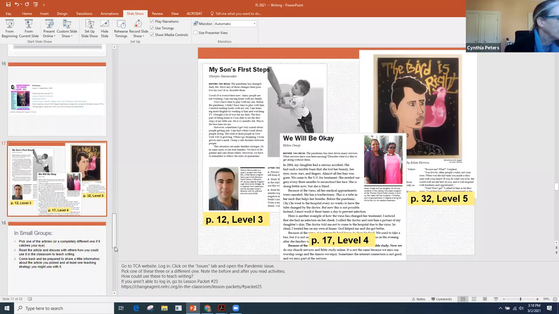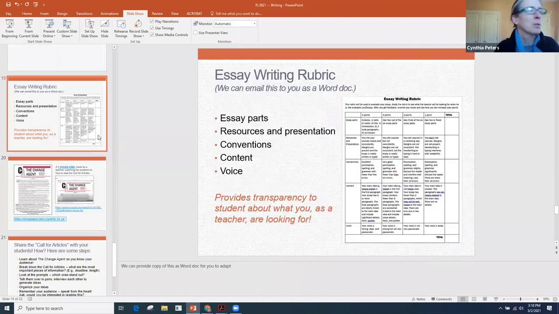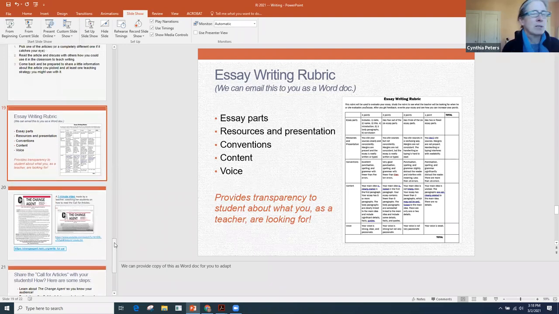So we've been covering a lot. You all have been amazing. Thank you so much. I just have a couple more little things I want to share with you. One is I want to just share this essay writing rubric with you. I have it as a Word doc, and I'm hoping that Joan, when she shares the PowerPoint, she can also share this Word doc. Do any of you use a rubric when you're sort of evaluating your students' writing?